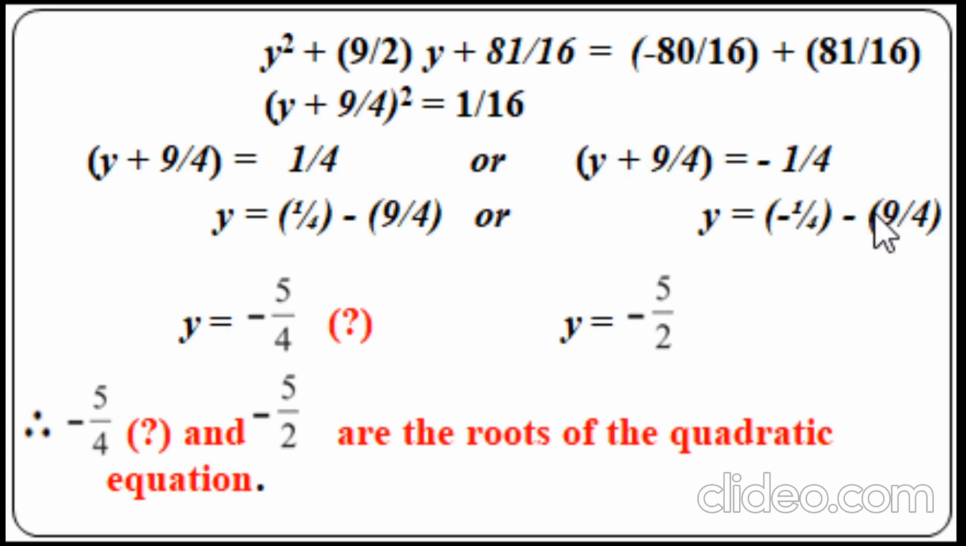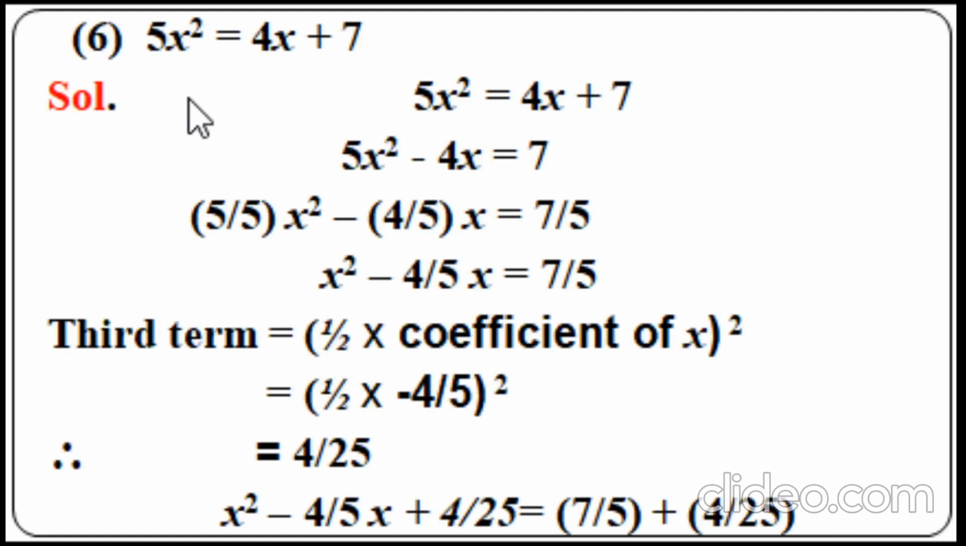Here, minus 1 minus 9, minus 10. Minus 10 upon 4 is equal to minus 5 upon 2. That is, negative 10 upon 4 is equal to negative 5 upon 2. So we'll solve this later. Now question number 6, the last question of this practice set.